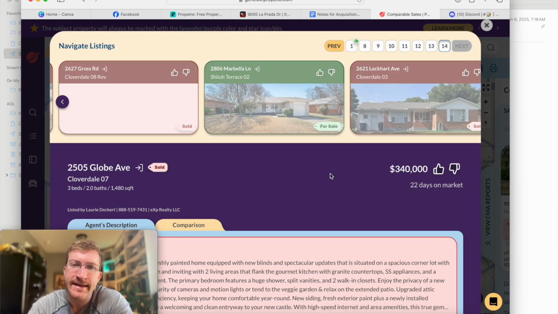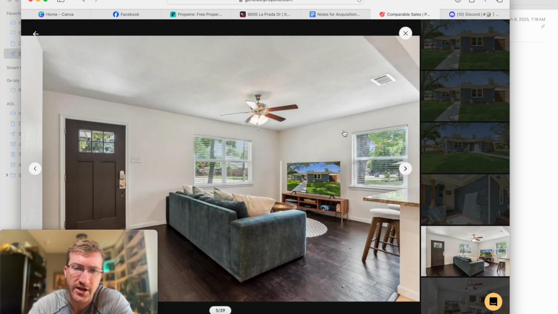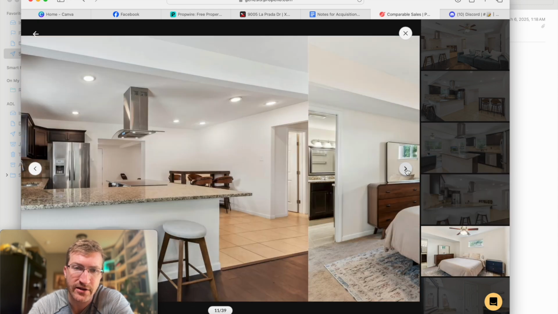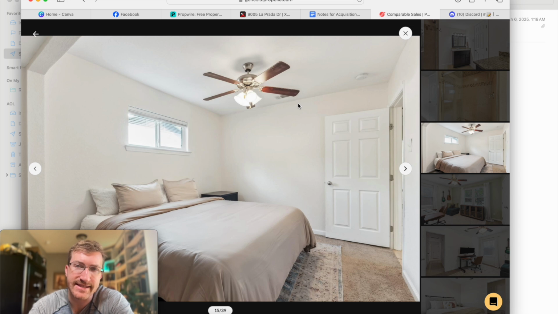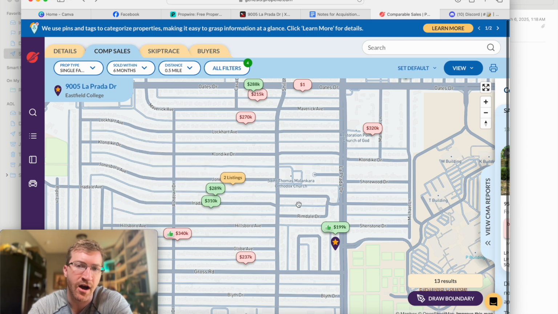Let's click on it. Let's verify if this is a fully flipped property. And when we go inside the photos here, we see that this was a fully executed flip. Interior and exterior, this is a newly rehabbed property. That is the same bed and bath count as our subject property and square footage and lot size. And it was only on the market for 22 days, and it sold for $340,000. Our subject property that we're thinking of making an offer on is $199,000.